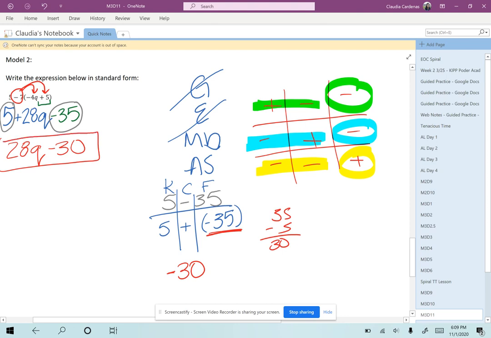It's time for us to take what we've learned together with the distributive property, with our adding integer and subtracting integer rules, as well as our order of operations, into the next few practice problems on our own.